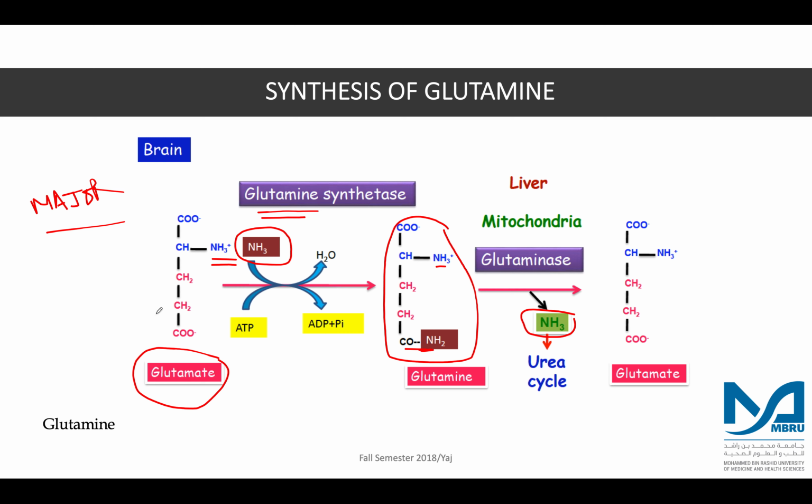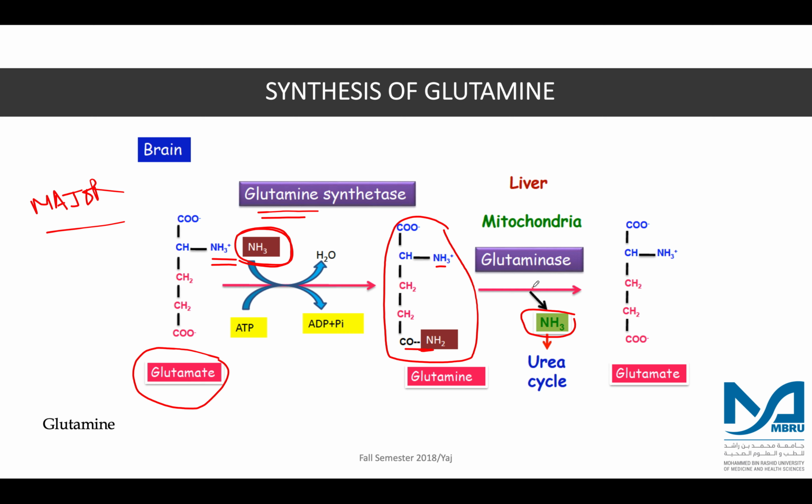So amino acids get converted to glutamate. Catabolism of amino acids leads to the formation of ammonia. The brain has very high levels of glutamate, so this glutamate then reacts with this ammonia, leading to the formation of glutamine. Glutamine is carried by blood to the liver, where it is converted to glutamate, and the ammonia that is released goes into the urea cycle, leading to the formation of urea, which is excreted out in the urine.